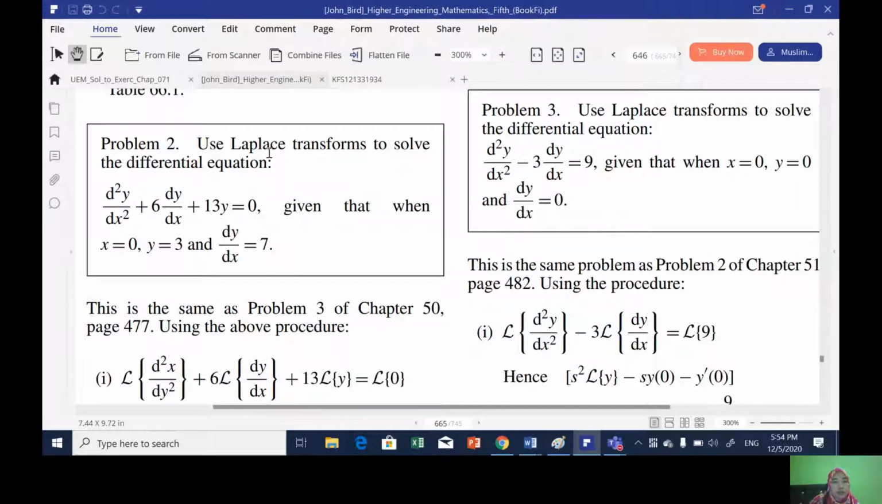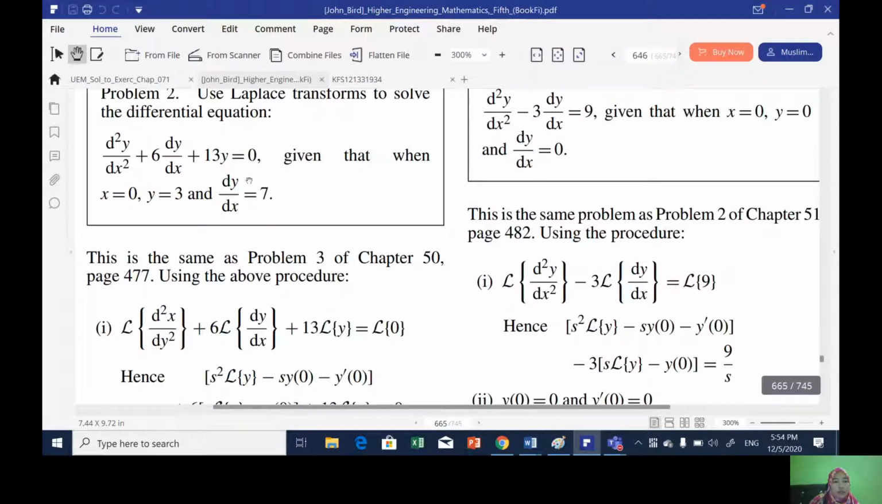Use Laplace transform to solve the differential equation. This is the ordinary differential equation, and it is second order. Why is it second order? Because the highest derivative is of order 2. We also have a derivative of order 1. So this equation is called a second order differential equation. In problem 2, the boundary values given are: when x is 0, y equals 3, and dy/dx equals 7. This means that we are going to use these boundary values for solving the given differential equation.